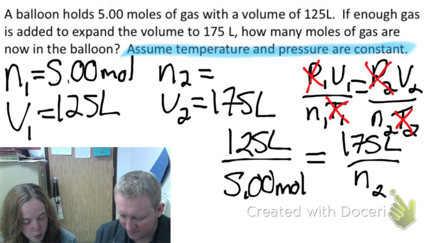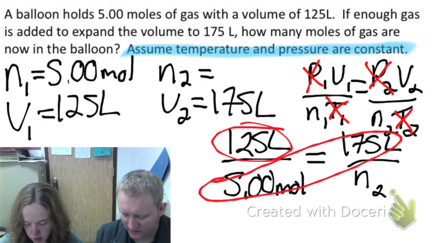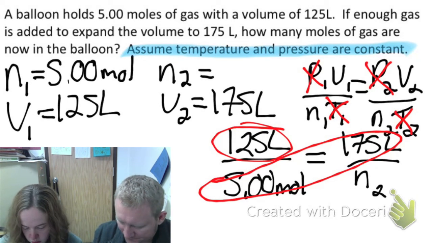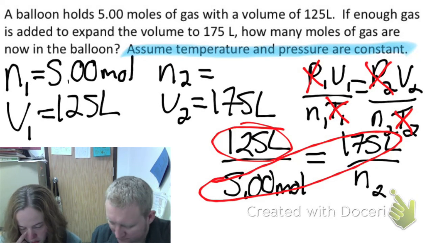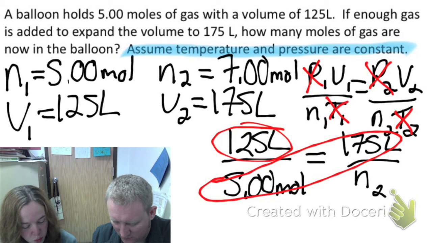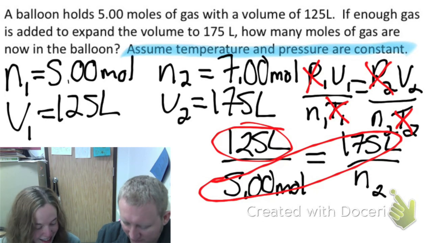And here's another pretty cross multiply and divide sort of situation. Let's multiply and divide. So our new number of moles is 7.7. And it told us what? If enough gas is added. So we're adding gas.